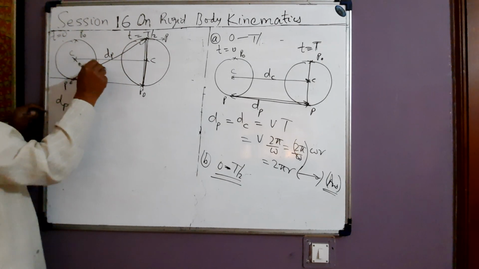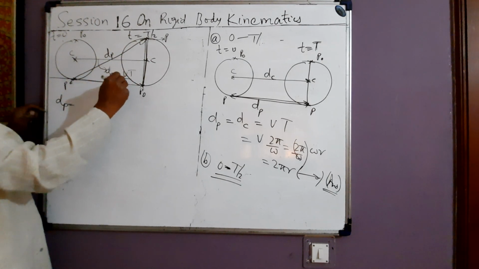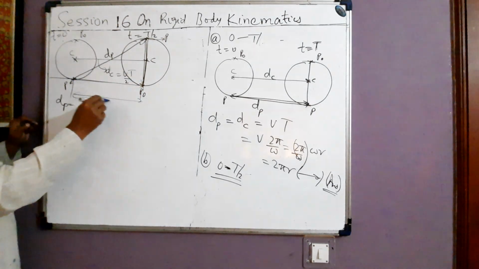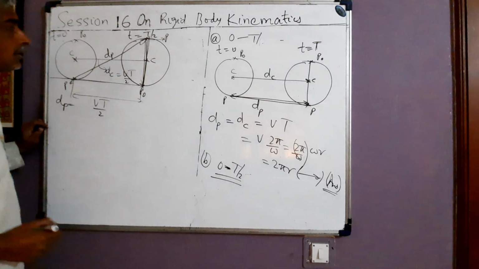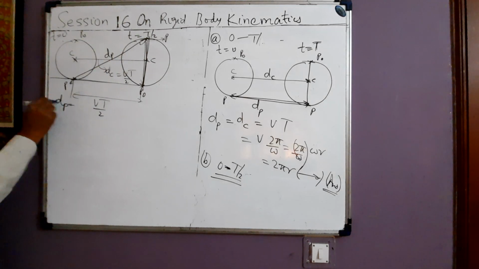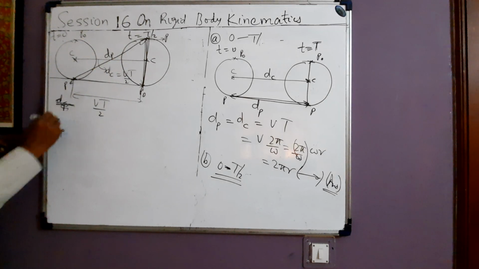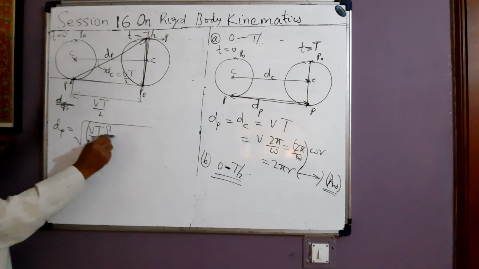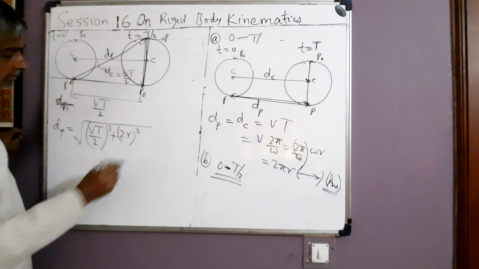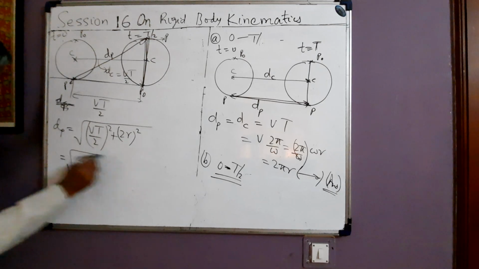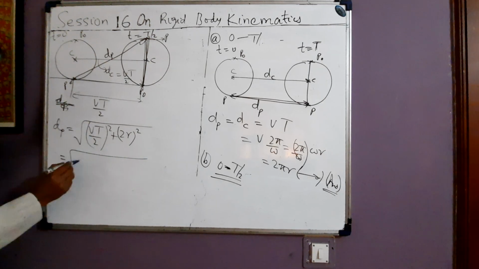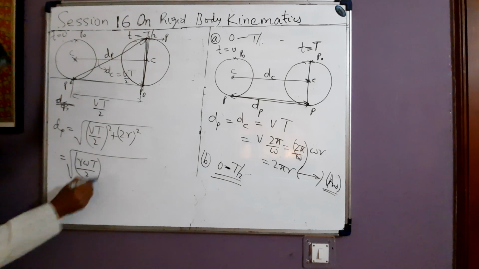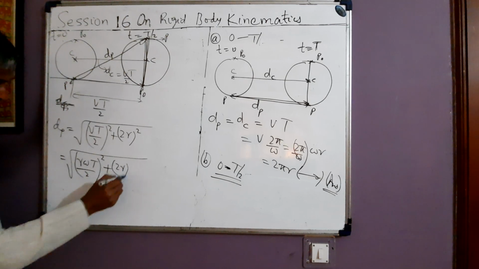So this distance is how much? vT by 2. So this distance is also how much? vT by 2. And this is how much? 2r. From Pythagoras theorem, dP becomes root under (vT by 2) whole square plus (2r) whole square. Fine. So this becomes root under, now v becomes how much? r omega. (r omega T by 2) whole square plus (2r) whole square.